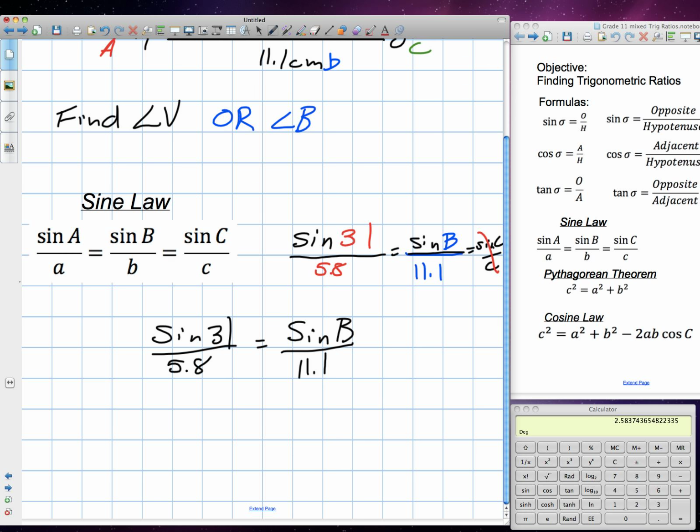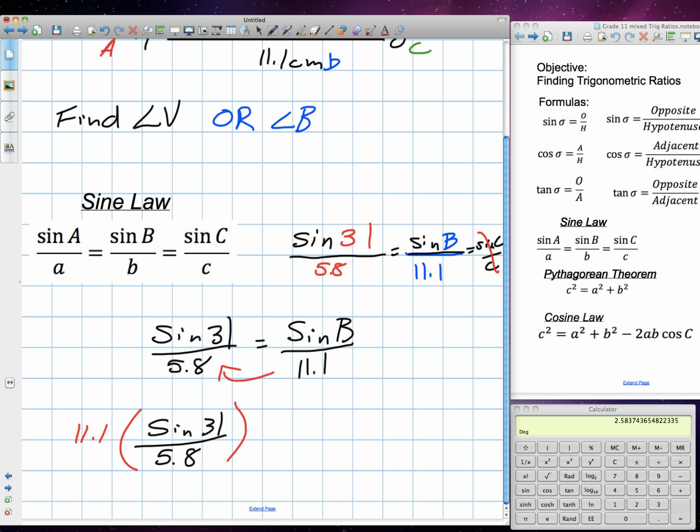The only thing is, if I leave sine B on this side by itself, I already have the B almost by itself. So instead of cross multiplying, I'm actually just going to get rid of this 11.1. I'm going to multiply this side by 11.1. It's the same idea as cross multiplying only one side. And I'll show you what I mean by that. Divided by 5.8. When we bring the 11.1 over, it's multiplied by 11.1.